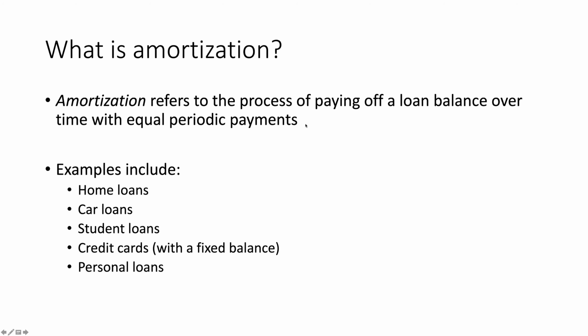It's typically monthly. Several examples of amortization used to pay off loans include home loans, car loans, student loans, credit cards that have a fixed balance, and personal loans. Essentially, any loan that a person has that has an amount that is fixed at the beginning of the loan.